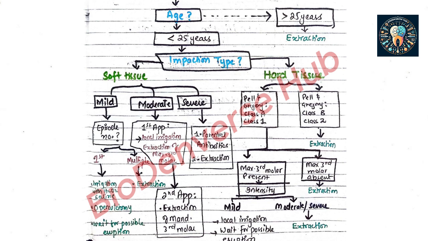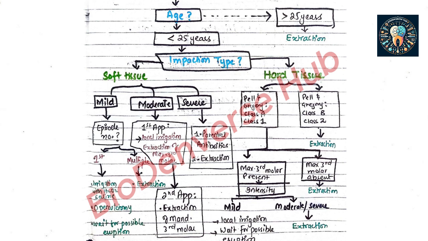extraction of the maxillary third molar, opposing that mandibular third molar. Then at the second appointment, you need to extract the mandibular third molar. Now, if it comes under the severe category, you need to go for parenteral antibiotics, and after the infection gets resolved, you need to go for the extraction.